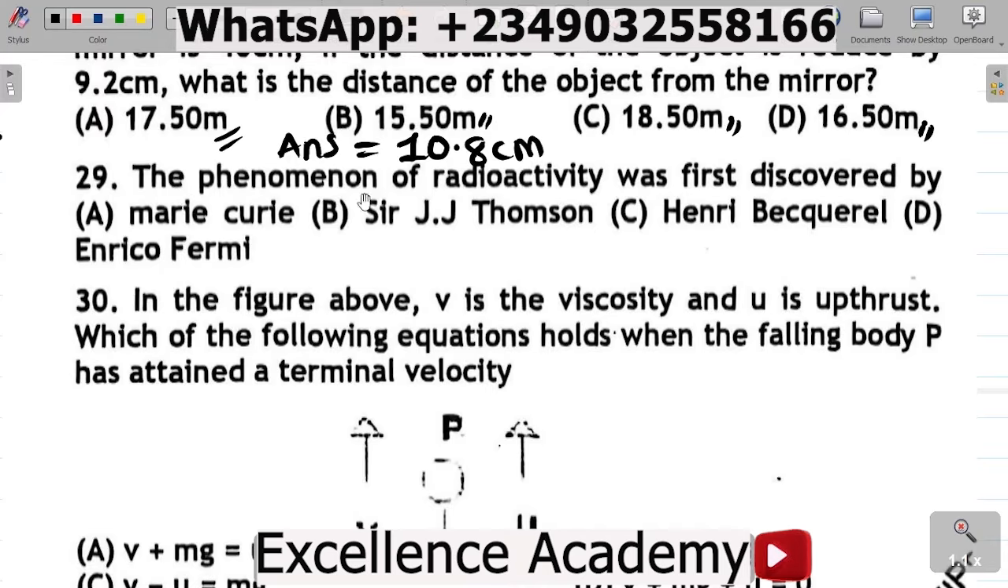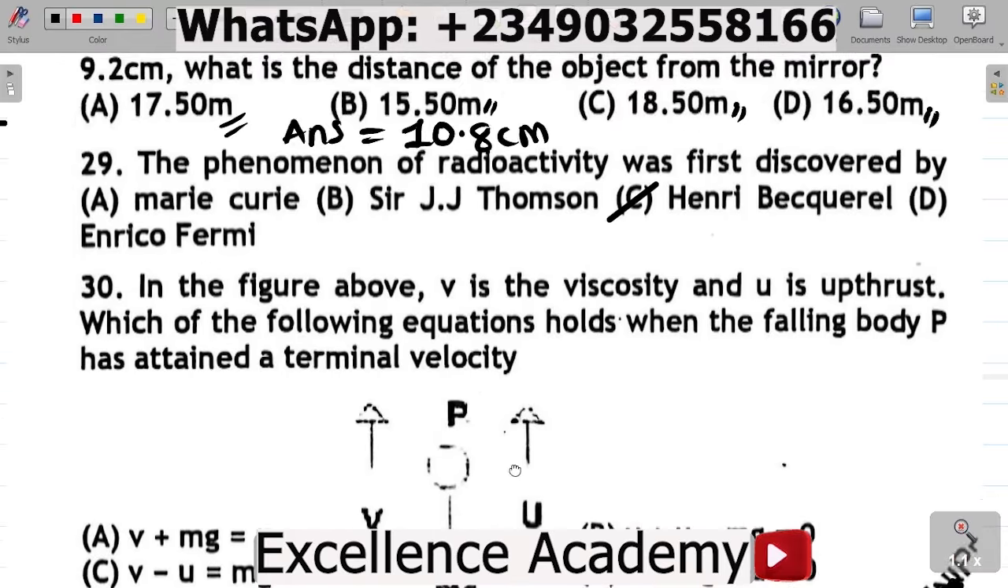Question 29 says the phenomenon of radioactivity was first discovered by A. Marie Curie, B. J.J. Thomson, C. Henry Becquerel, D. Enrico Fermi. The correct answer here is Henry Becquerel. Right, so take note that Henry Becquerel discovered the phenomenon of radioactivity. All right.